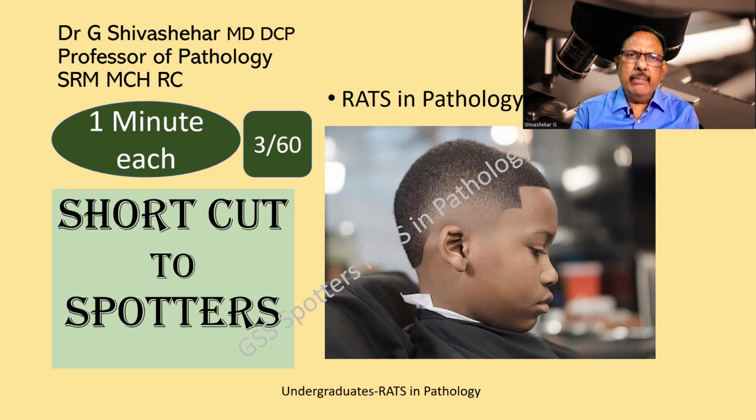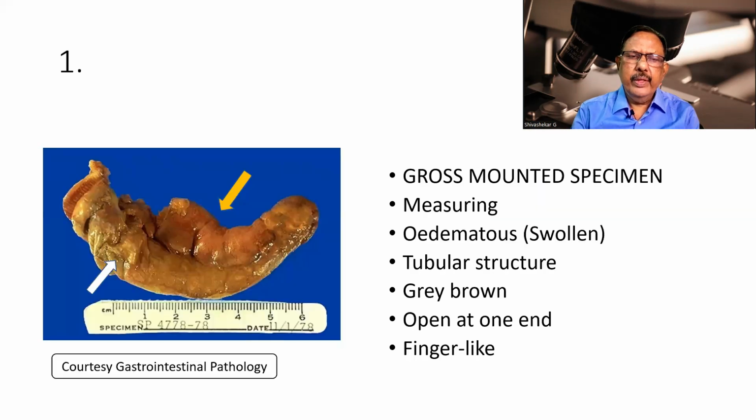The time and the number are on the screen. This is a mounted specimen measuring. You are supposed to write the measurements, length if possible, the thickness. It is edematous or swollen and grayish brown in color.